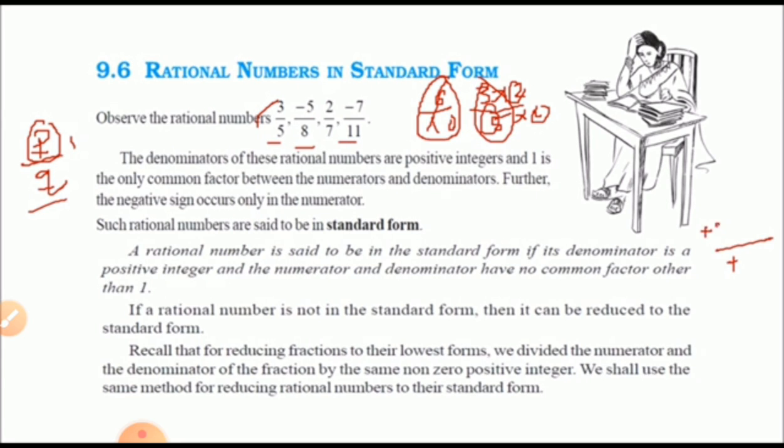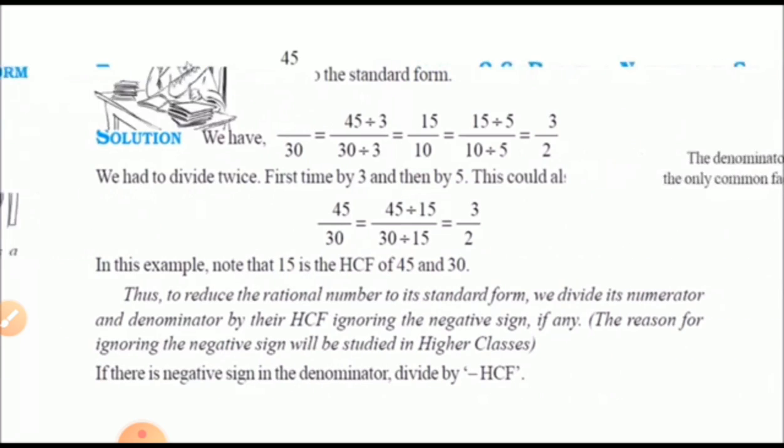3 upon 5. Numerator is 3 and denominator is 5. There is no common factor other than 1, because the factors of 3 are 1 and 3, and of 5 are 1 and 5. Or you can say the numbers are prime numbers. Now you got the idea of the importance of a prime number.